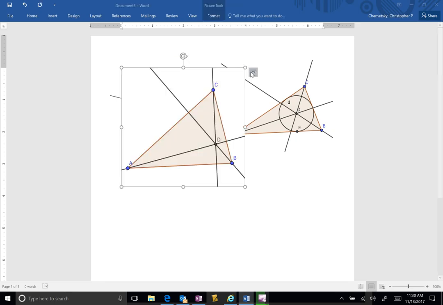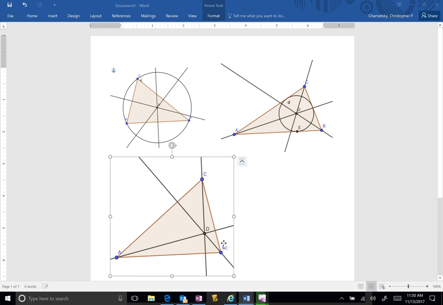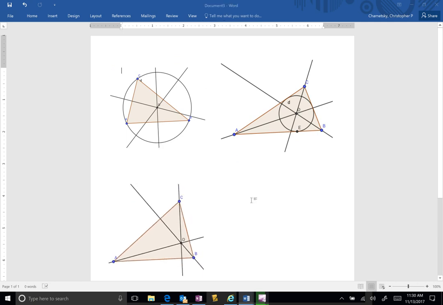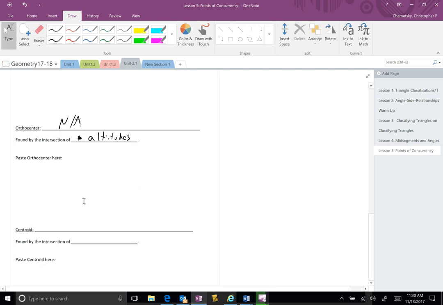All right. And one more to go. So, orthocenter, what is it used for? Well, we'll just put not applicable because it really does not have any use for us in mathematics or in real life. Moving on to something that does, the centroid.